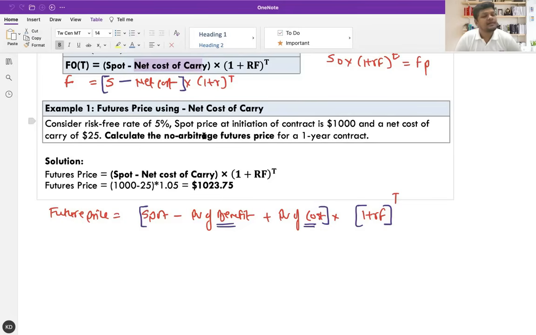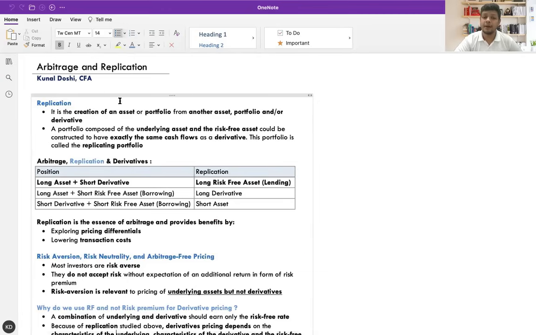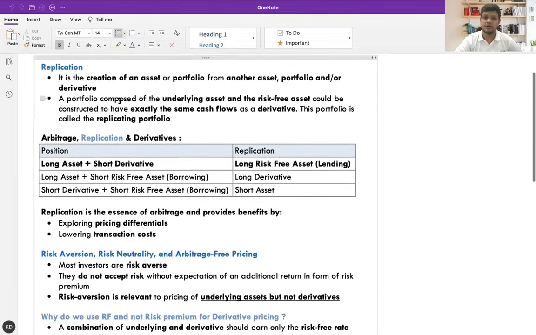But here again, my focus will be on discussing why the risk-free rate. Why am I taking RF? And now you know the reason. Why am I taking the risk-free rate in the valuation of futures or forwards or derivatives, but not the risk premium? And why is that so? Come on, tell me.